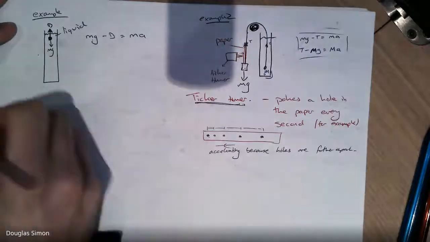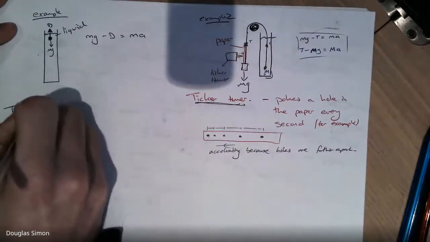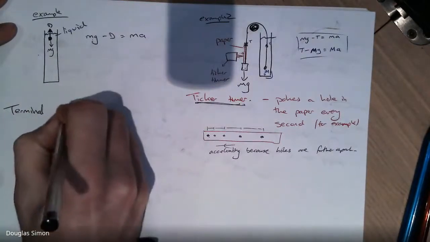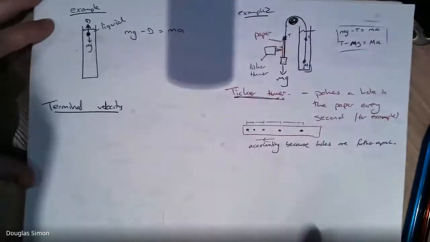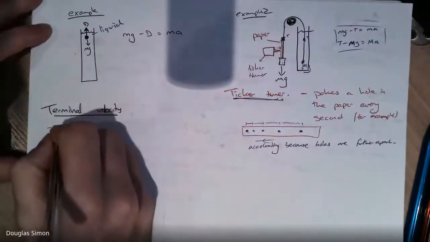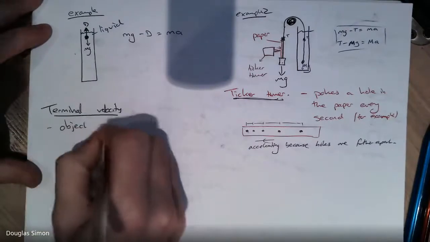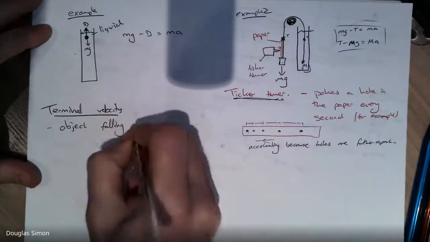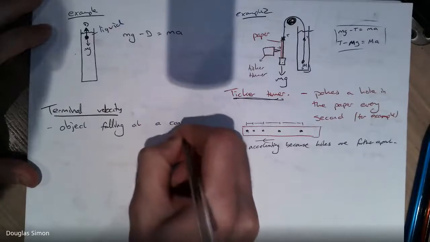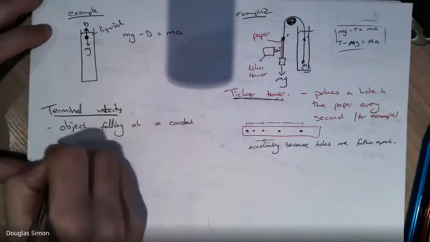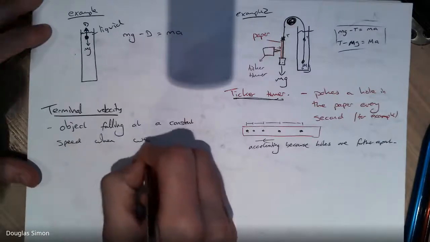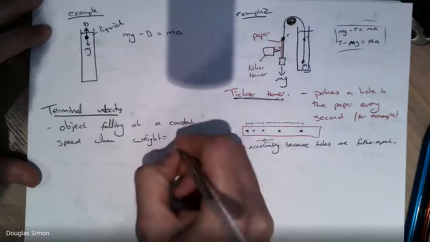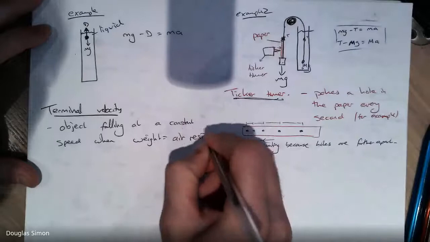All right, last piece of information for this section. What exactly do we mean by terminal velocity? This is an object falling at a constant speed when weight equals air resistance.